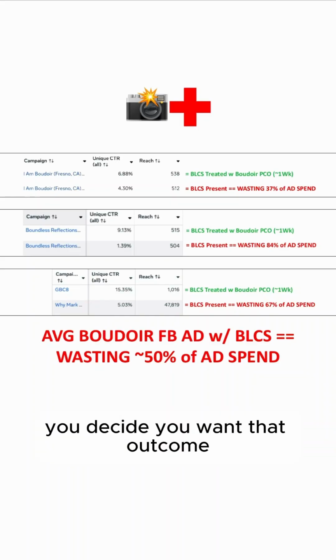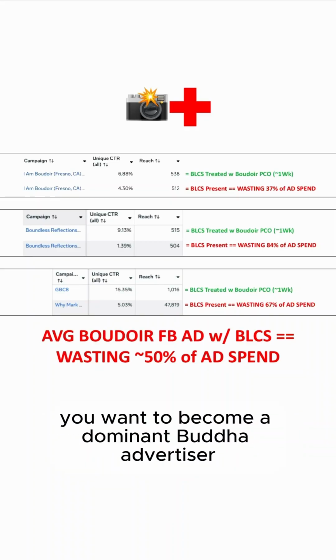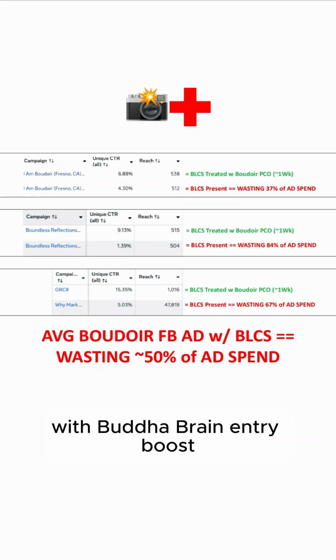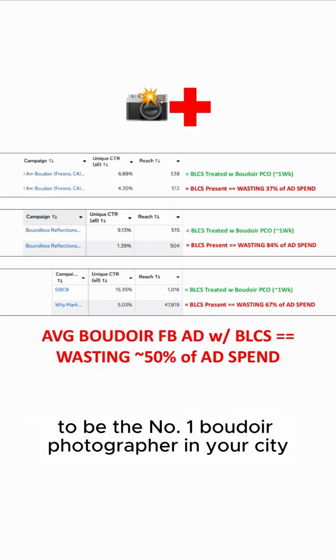You decide you want that outcome, and you want to achieve pre-click alignment. You want to become a dominant boudoir advertiser with Boudoir Brain Entry Boost. As you know, you need that on your pathway to be the #1 boudoir photographer in your city.